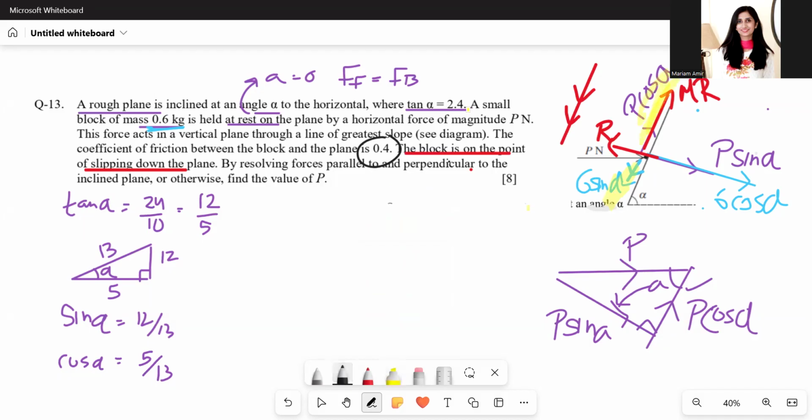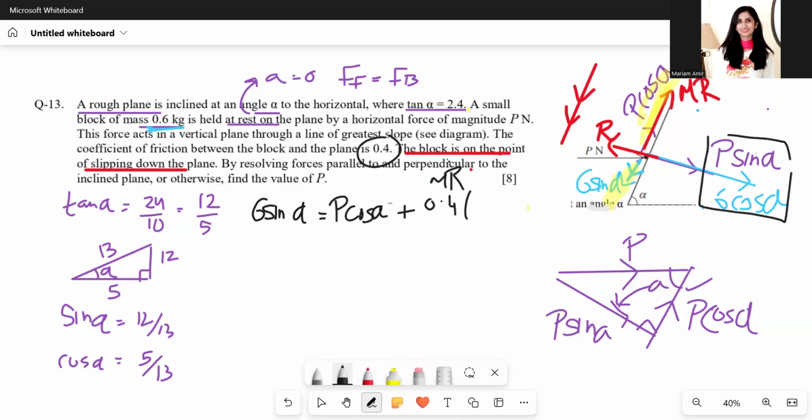Let me write that down. 6 sine alpha should be equal to P cos alpha plus mu R. We already know mu is 0.4, and R is going to be equal to these two because it's opposite to that and they balance out as well. So P sine alpha plus 6 cos alpha. Or let me write R for now, deal with it in a bit. This is equation 1.